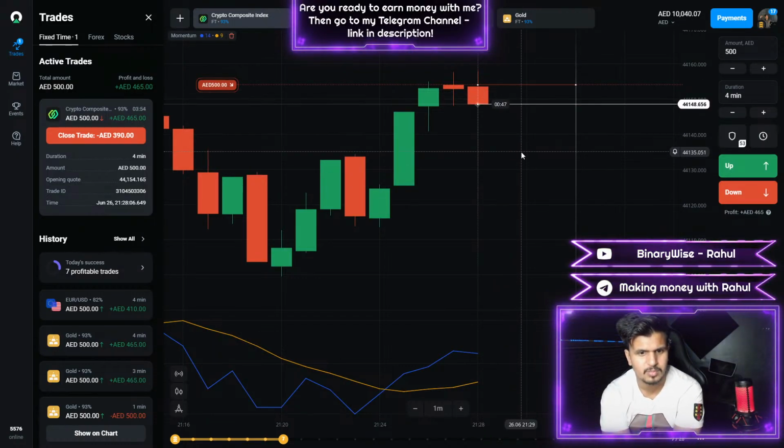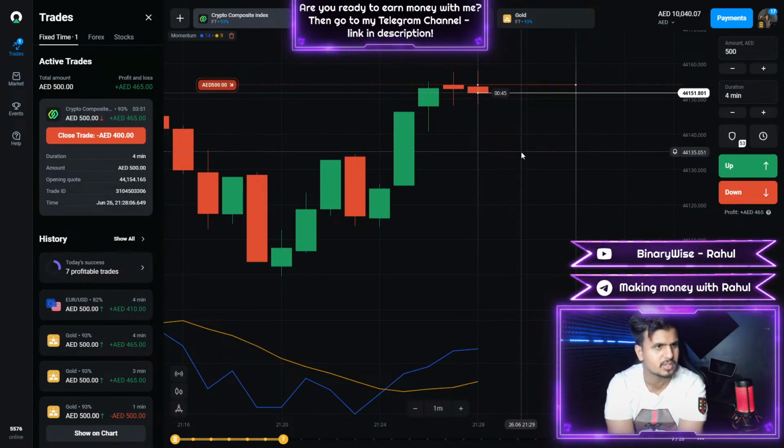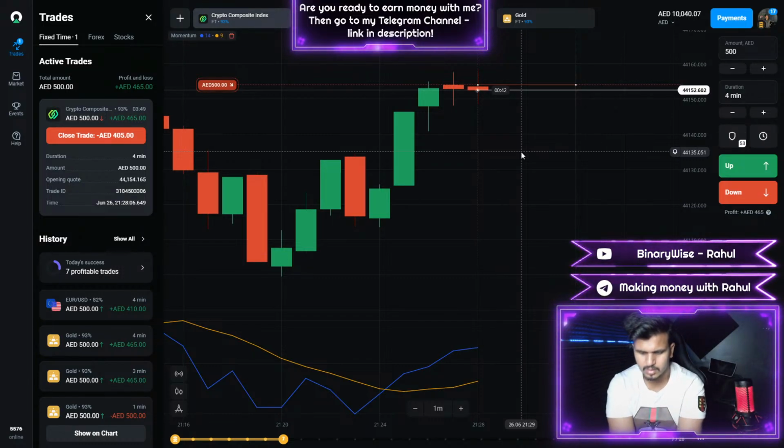Let's check this one, a spin. Momentum is forming there. For 4 minutes we make the trade on the crypto composite index.